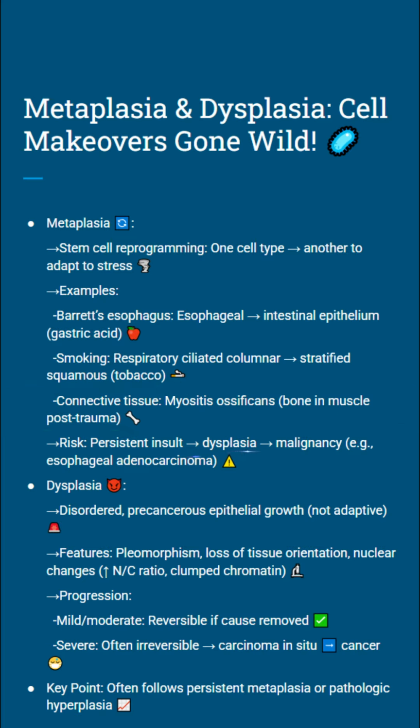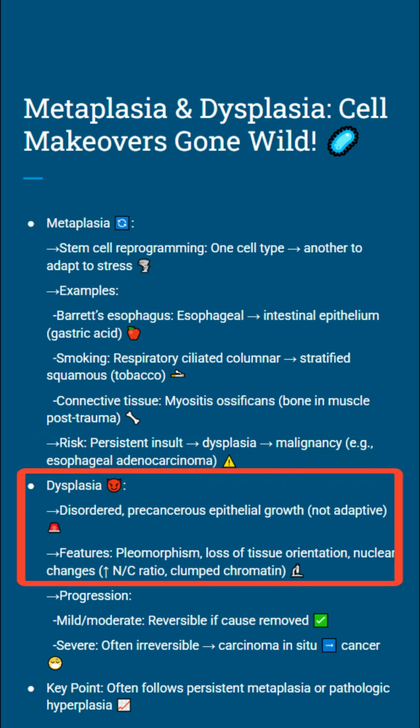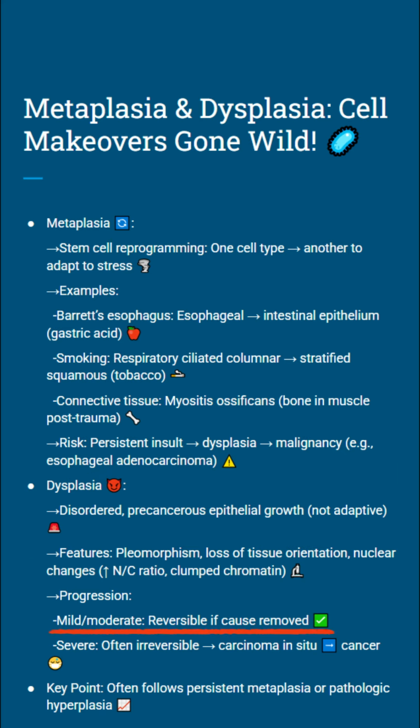But watch out, persistent insult can push metaplasia towards dysplasia, a pre-cancerous growth. Dysplasia is disordered, not adaptive, with features like pleomorphism, lost tissue orientation, and nuclear changes. Think about the higher N/C ratio and the clumped chromatin. Progression from mild to moderate is reversible if the cause is removed, but severe can lead to carcinoma in situ or cancers. A key point is, it often follows persistent metaplasia or pathological hyperplasia.